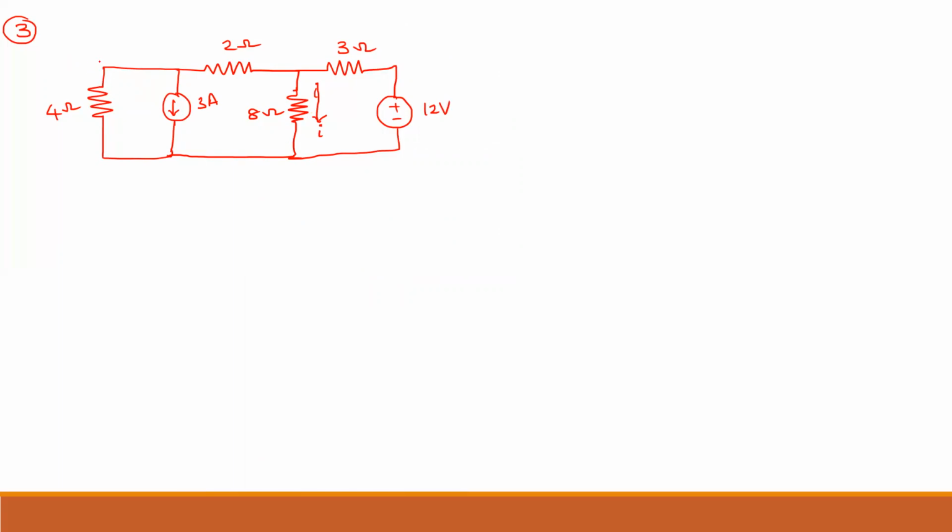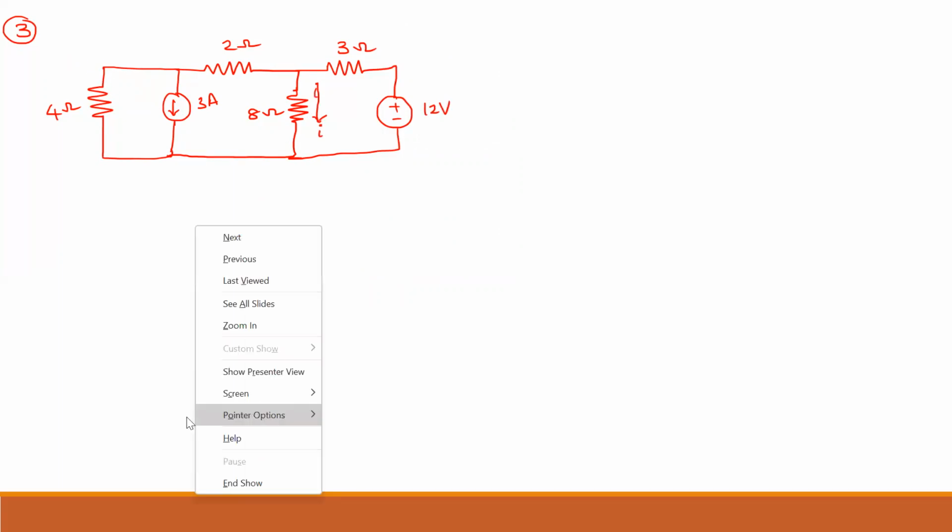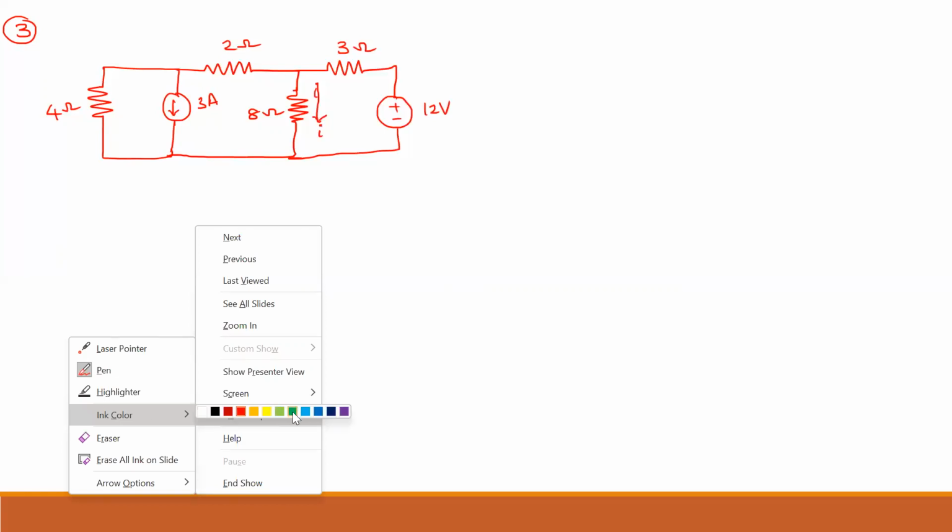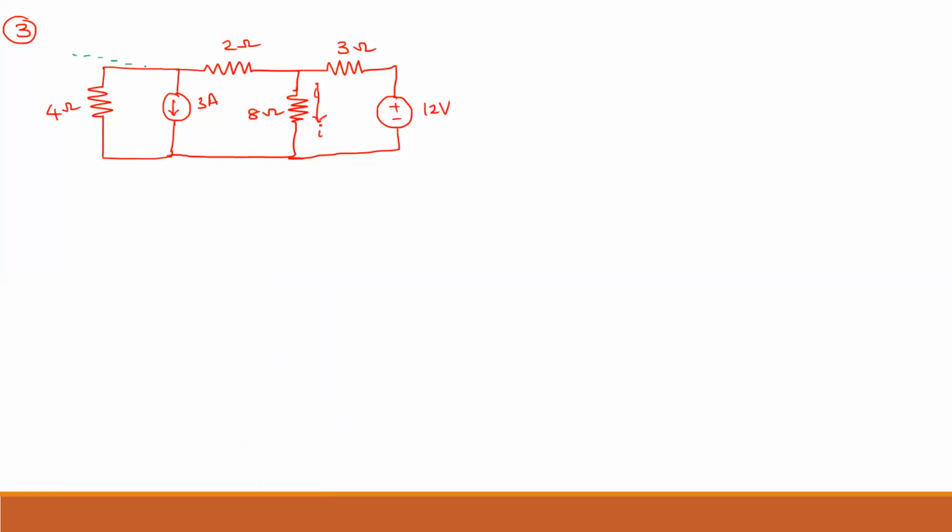Now if you observe, the 4 ohm and 3 ampere are both connected in parallel, so you can say that this is a practical current source. So 3 ampere and 4 ohms. It is a practical current source. What is the direction of current? Downward. This is 3 ampere. It is 4 ohms.